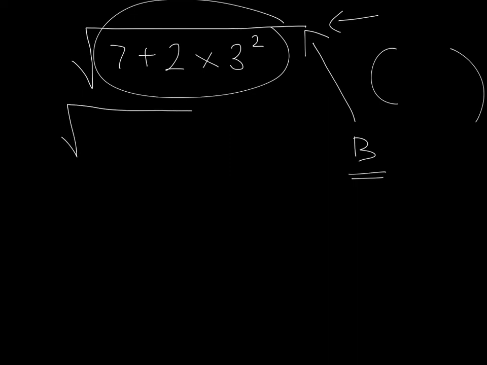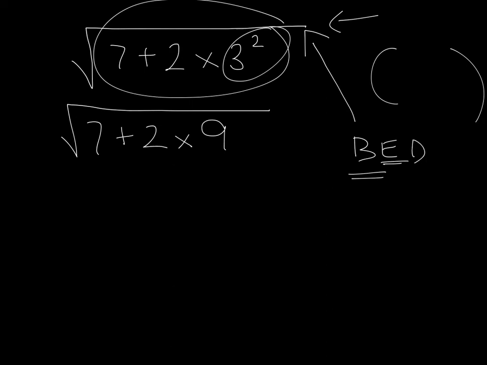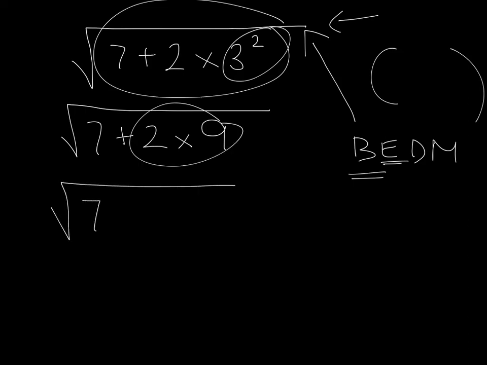So the next line would be E, are there any exponents? There are. So then I would go 7 plus 2 times 3 to the power of 2, which is 3 times 3, which is 9. Okay, then we look for D. Is there division? No, there isn't. Is there an M for multiplication? Yes, there is. It's 2 times 9. So again, you write the square sign. 7 plus 2 times 9, 18. And then the next line is 7 plus 18.